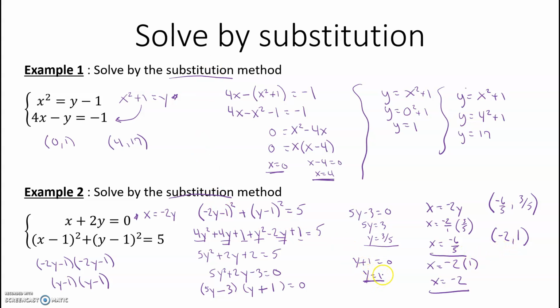Oh, I might have messed up here. Sorry, that's a negative 1. We subtracted 1 from both sides. My bad. So that's a negative 1, which makes this a negative 1, which makes this a positive 2. My bad. So that should be a positive 2 and a negative 1. Sorry about that.